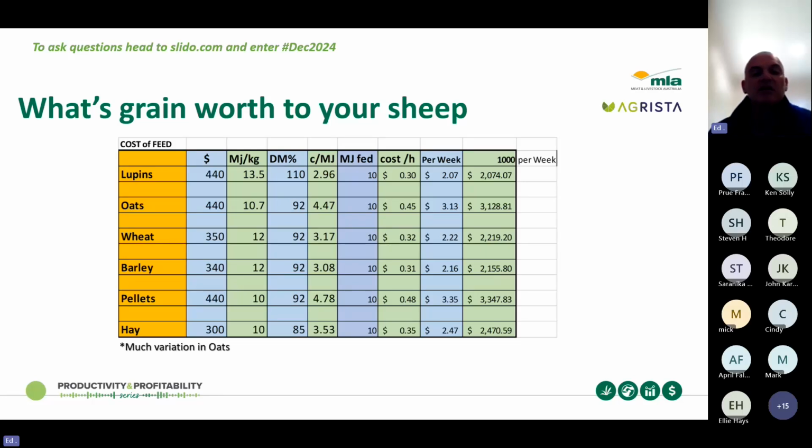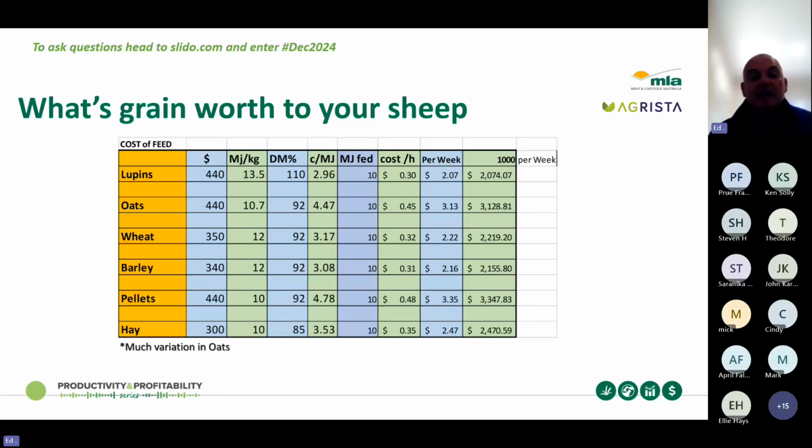So I've actually got this, it's just a very simple spreadsheet, and I'm very happy to, if anyone wants to email me, I'm sure Ellie will give you the email and I'll send this through to you, and you can plug your own figures in. And it's just a really easy way of evaluating what you're feeding. And there's other reasons why you might be feeding what you're feeding, but it's a good way of doing a quick calculation.